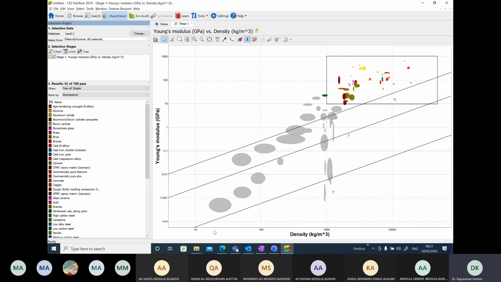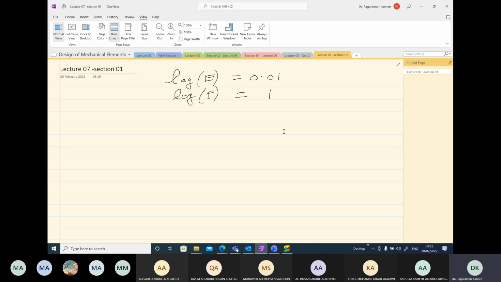Let's see here. 1, 2, 3, 4, 5, 6, 7, 8, 9, 10. So equal divisions. So 1, 2, 3. So let's consider this point here. Okay, so log of E is 0.1. We can write here the second point.